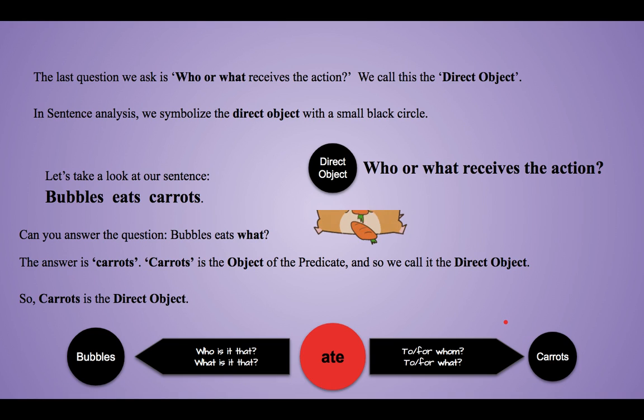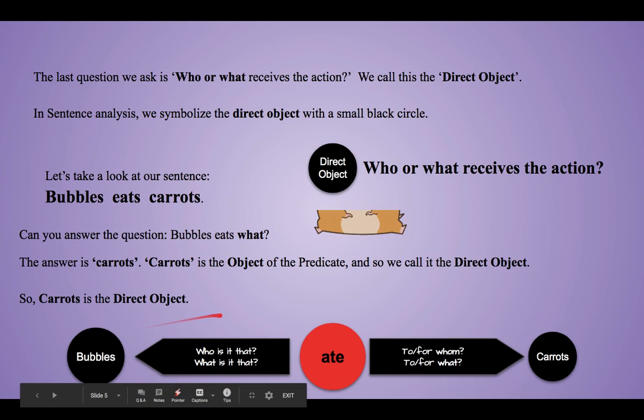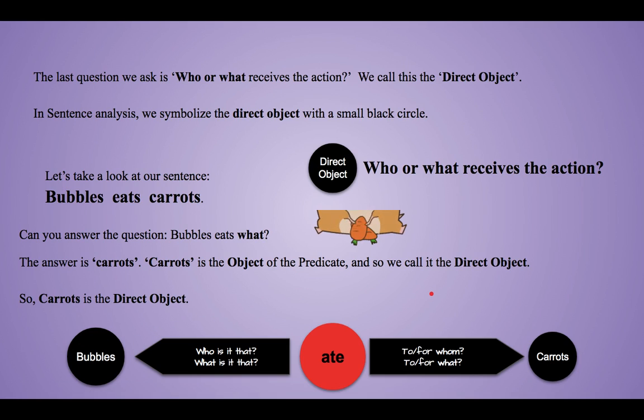So this is how we symbolize a simple sentence. We're going to give you a couple activities to practice symbolizing sentences. We'll have you identify the predicate and subject of a few sentences and have you create a few sentences of your own.